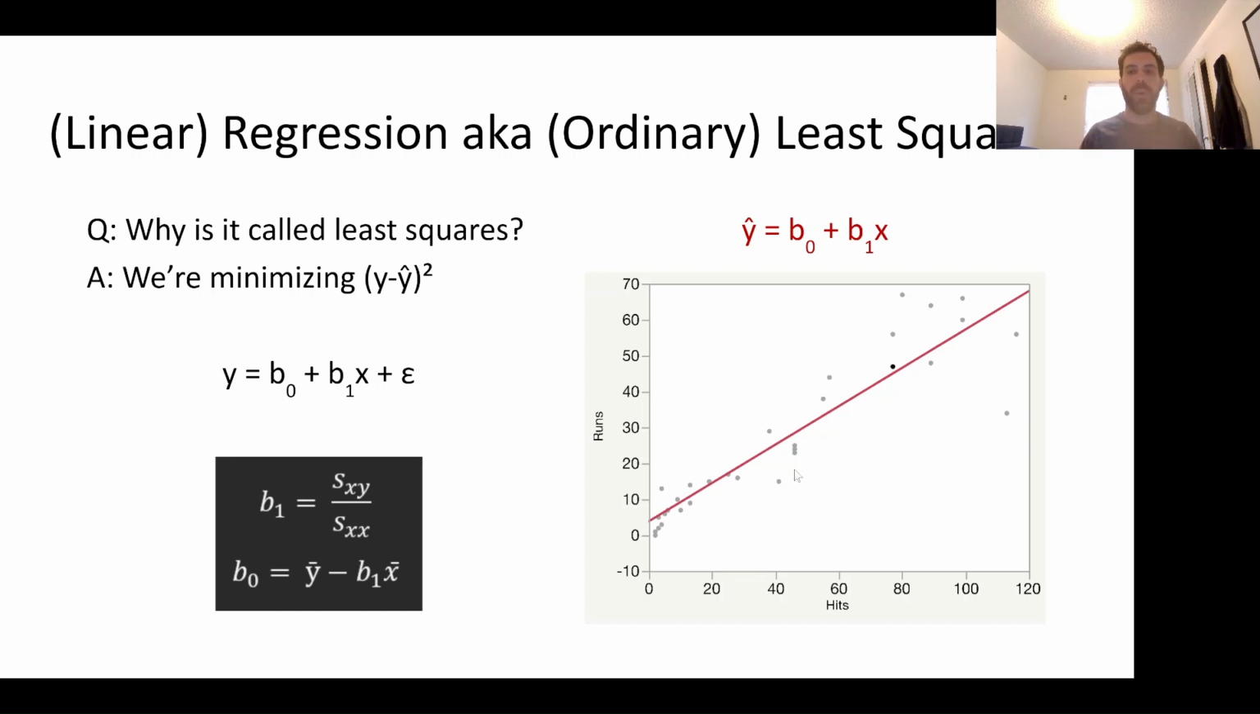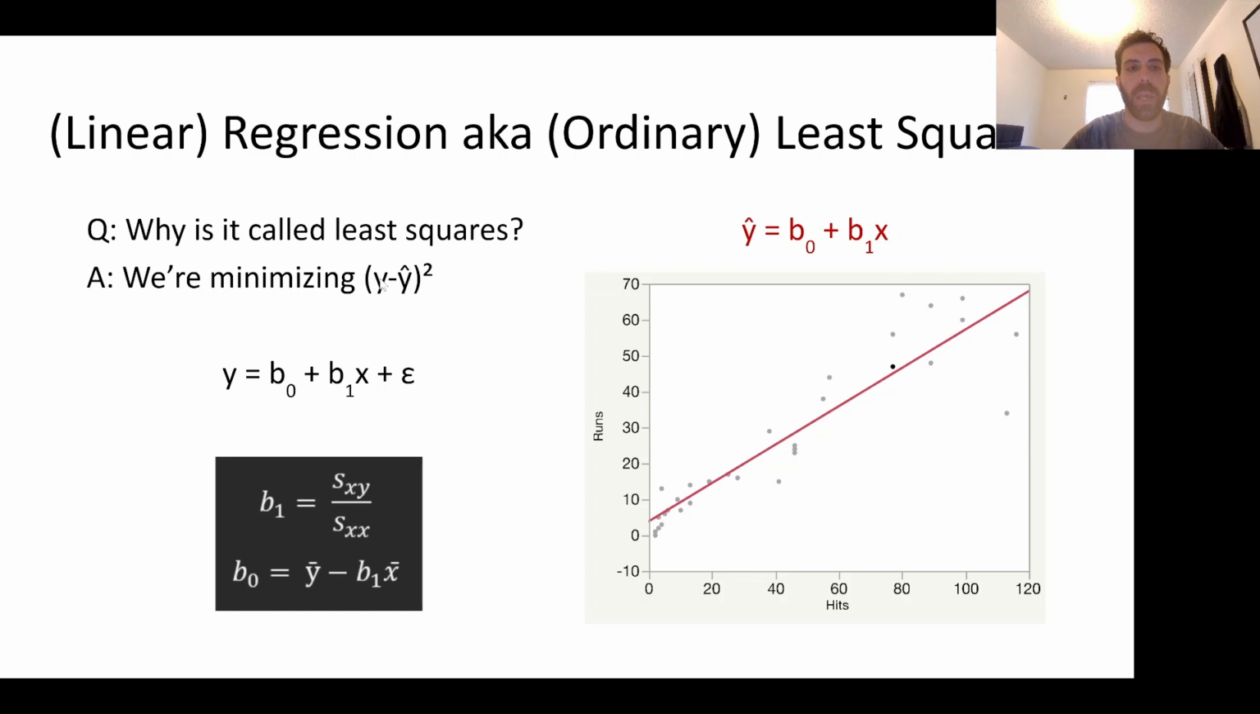So regression, I put linear in parentheses. Sometimes you'll hear it referred to as linear regression, also known as least squares or ordinary least squares. Why is it called least squares? Well, because the way you solve for the regression line, which is what you see here in red, is by minimizing this quantity.